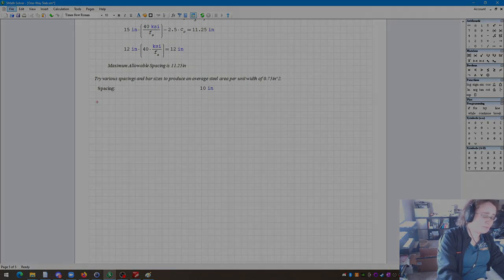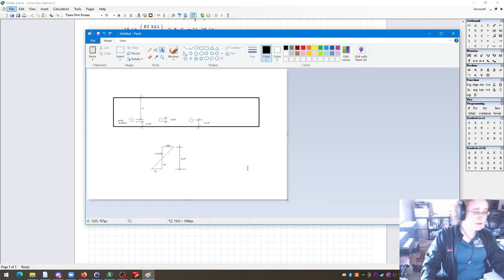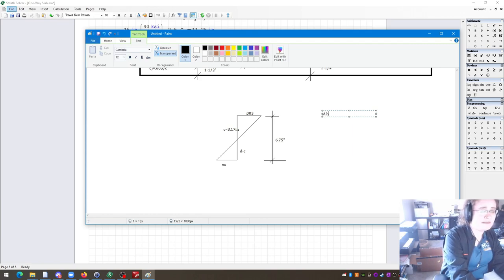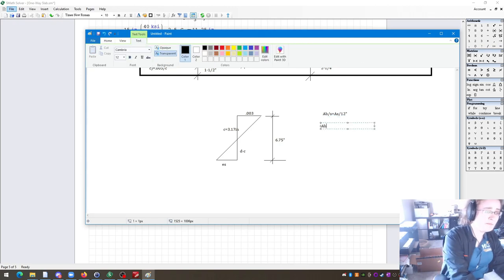Spacing of 10 inches. So if we want to find the bar spacing, we can set up a relationship that basically calculates steel per foot. The area of each individual bar divided by the spacing is going to have the same average steel area per foot of beam, or per inch. So we can set this as AS over 12 inches. Or another way we can say this is that the area of the bar required is going to be equal to the area of steel that we calculated divided by 12 inches, and this times the spacing.